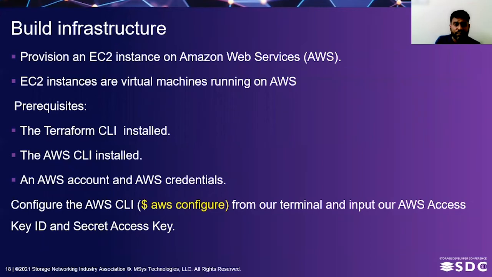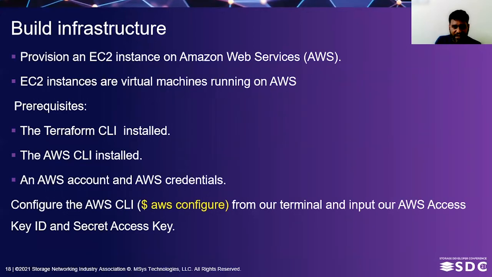Now we are going to build the infrastructure. In today's example, we are going to see how to provision an EC2 instance in Amazon Web Services. As we all know, EC2 instances are the virtual machines running on AWS. To build this infrastructure, we need to follow certain prerequisites.